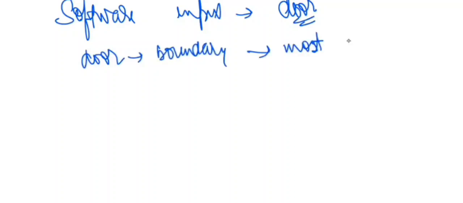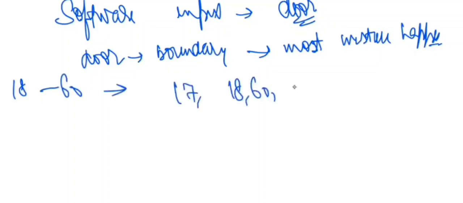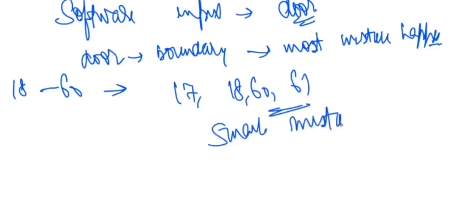Most mistakes happen at the door or the boundary. For example, if a form asks you to enter an age between 18 and 60, the risky points are 17, 18 minimum, 60, and 61. These ages, these boundaries, are where developers often make small mistakes, right?